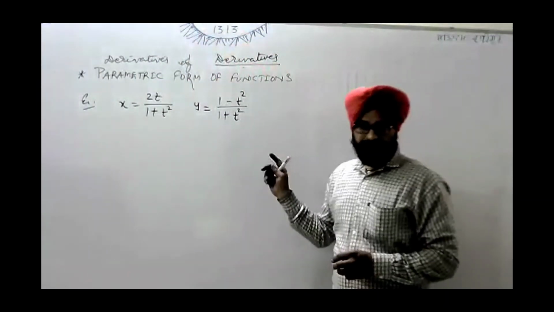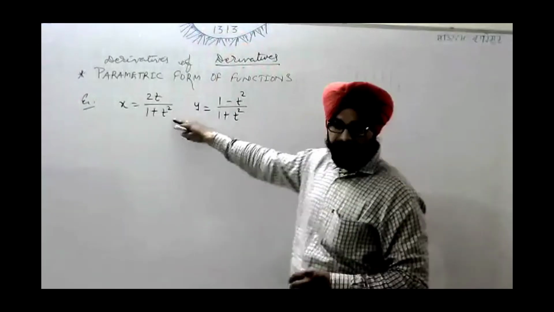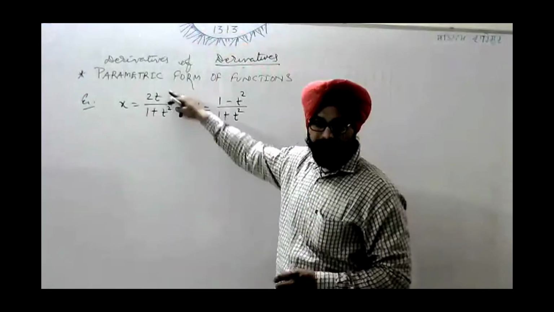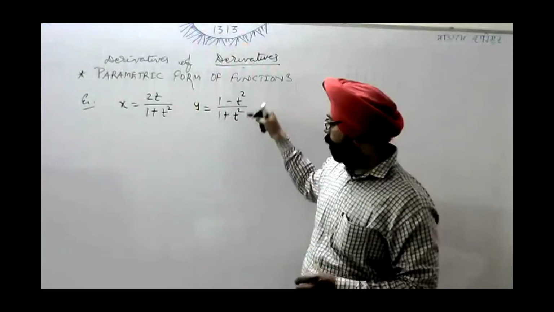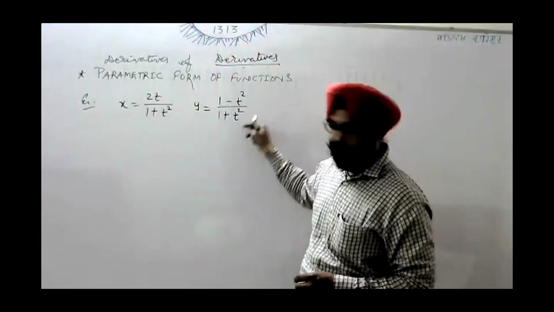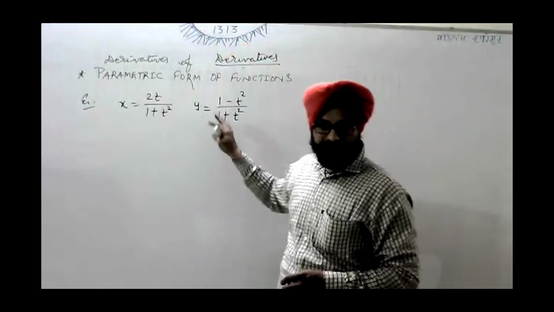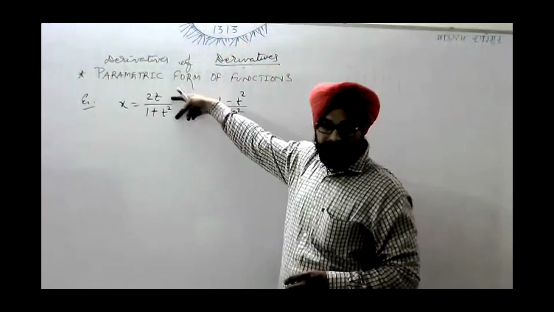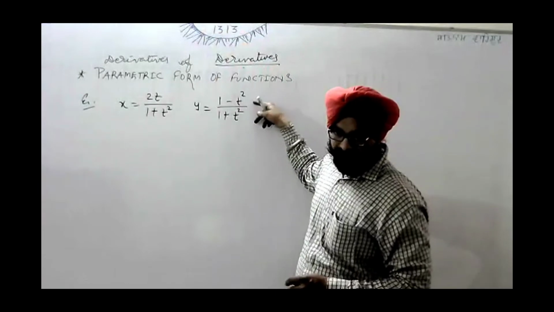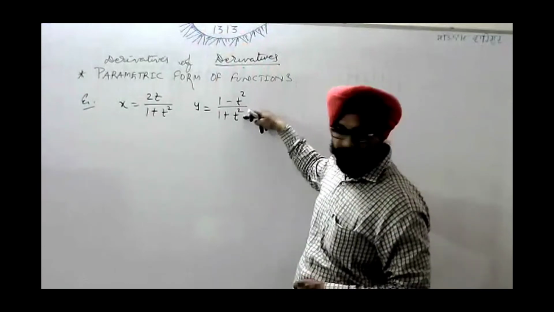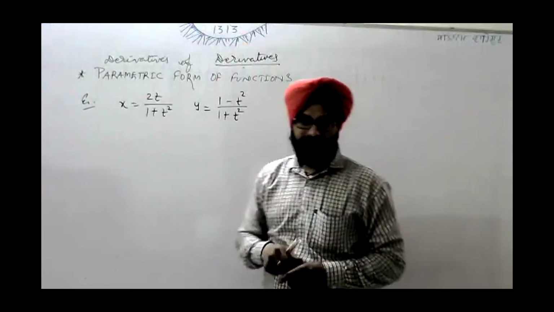I have taken a parametric function. You can see here x is equal to 2t upon 1 plus t square, y is equal to 1 minus t square upon 1 plus t square. What do I mean to say? Here the parametric function is given, no problem. But each value is given in the quotient form, division form. How can I say this? t is available both in numerator and denominator.